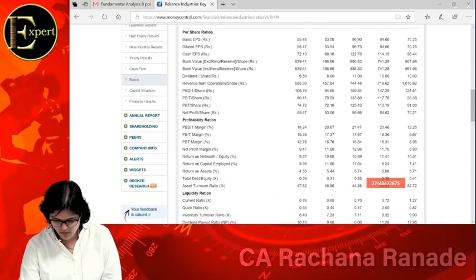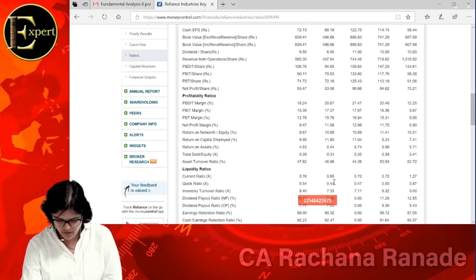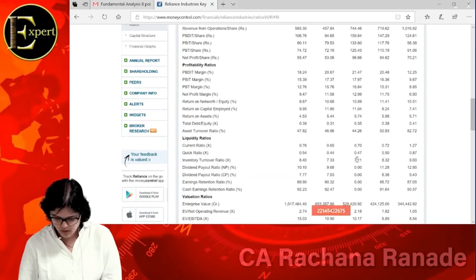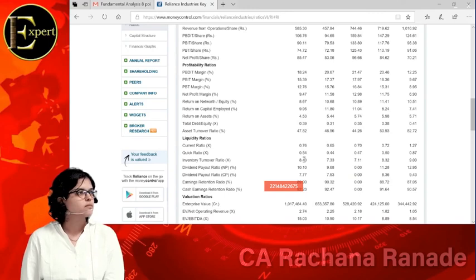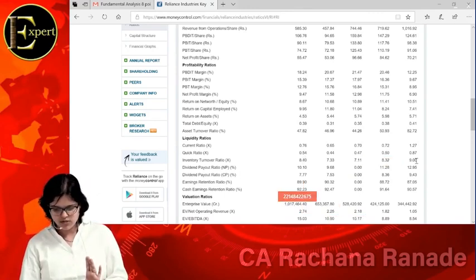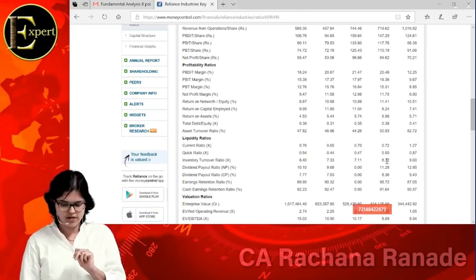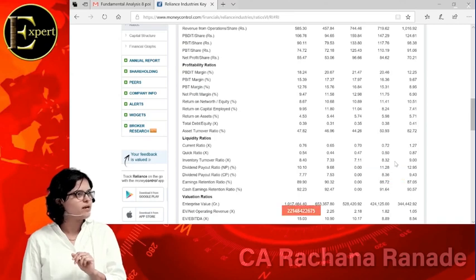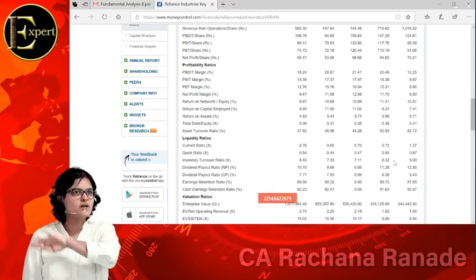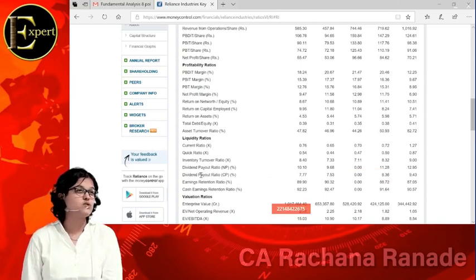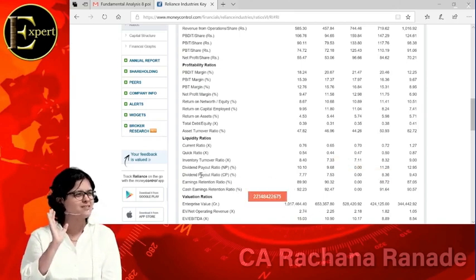We should look at it the other way round, from right to left. Inventory turnover ratio: earlier it was 9, then 8.32, 7.11, 7.33, 8.40. Recovering or going worse? Recovering. Because agreed, 5 years ago it was 9, but then it went down to 8.32 and today it is better than this, better than 3 years ago. So it's recovering.